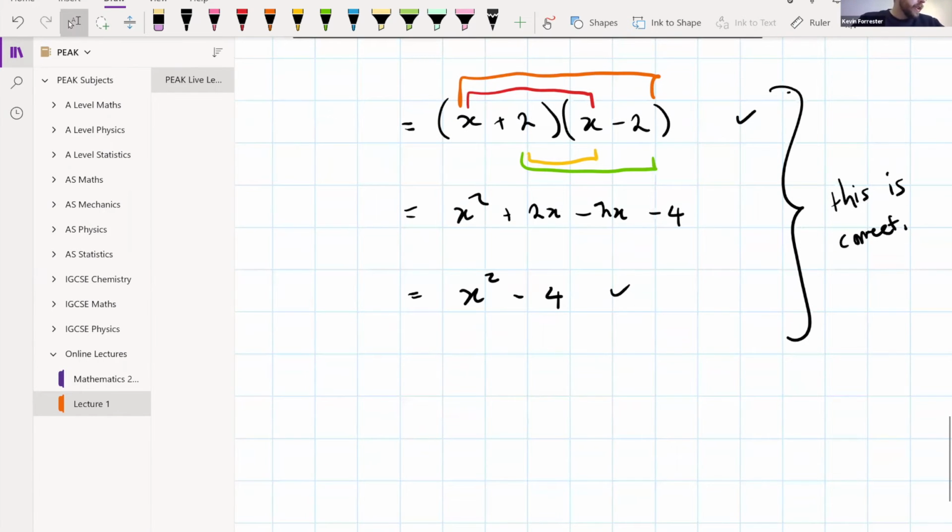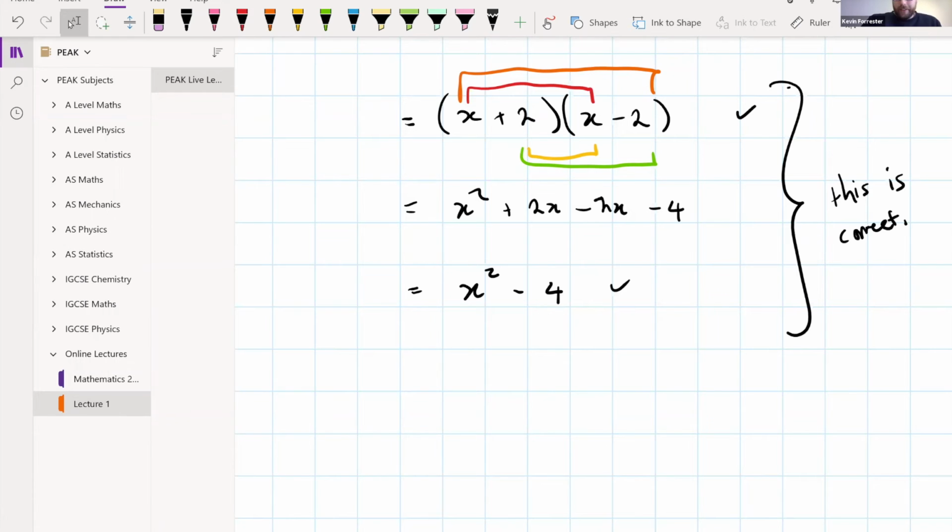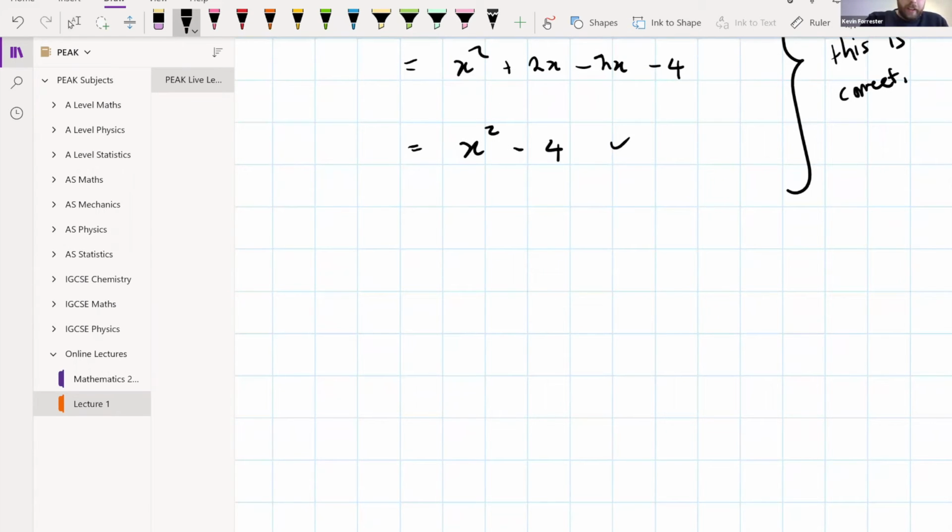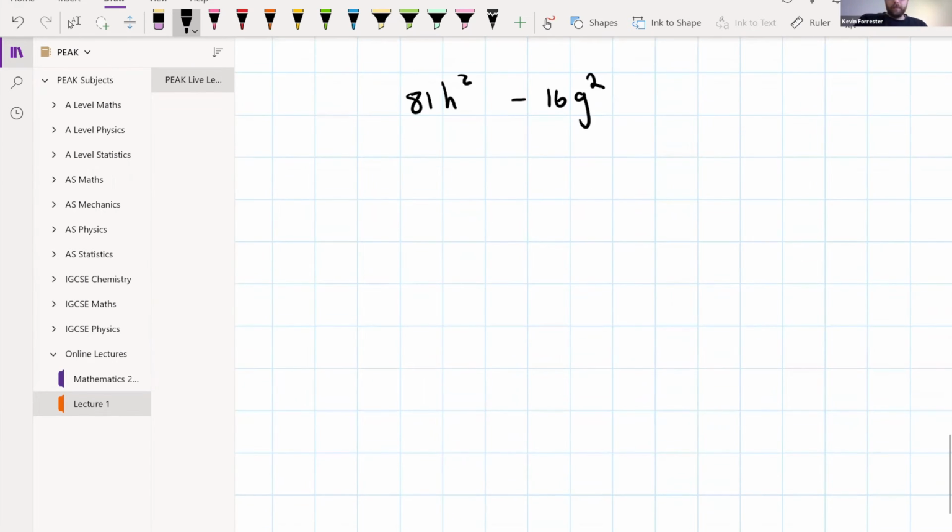Let's see if I can find a good one for us. Right, try this one out. 81h squared minus 16g squared. Right. Sure, this looks hectic. So, is this a difference of two squares, firstly? Well, let's take a look. We've got 81, which is 9 squared. And we've got h squared, so that makes a square number. Great, sorted with that one. And 16 is 4 squared. So therefore we have another squared number. So therefore we do have difference of two squares.